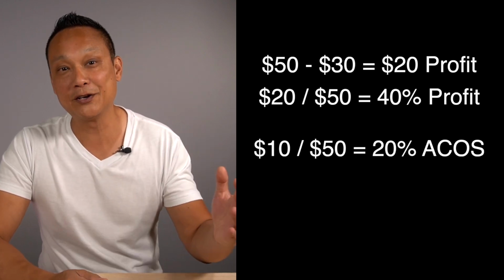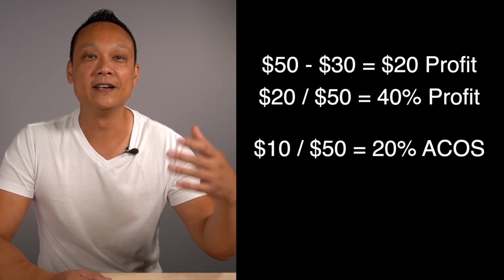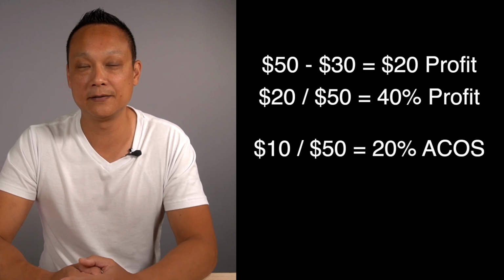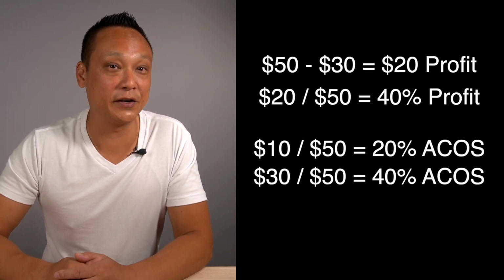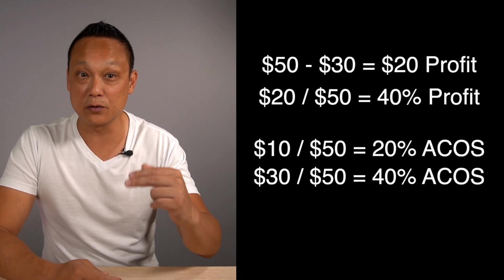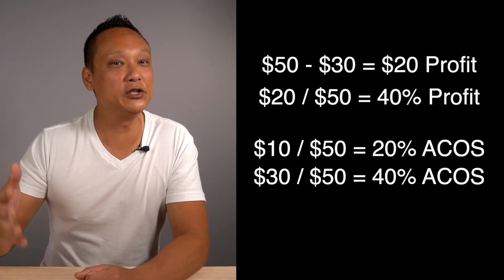Therefore, if you spend $10 on advertising to sell 1 unit, your ACoS is $10 divided by $50, which equals 20%. But now, let's say you spend $30 on ads to sell 1 unit. Then $30 divided by $50 equals 40%, which is the same as your profit margin. That means you broke even. So with that said, if the ACoS is greater than your profit margin, you're actually losing money each time you make a sale. That's why ACoS is so important to understand.